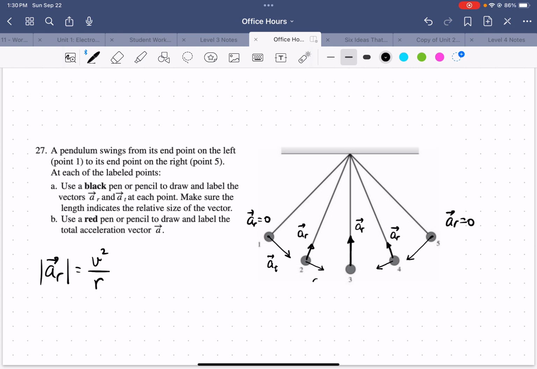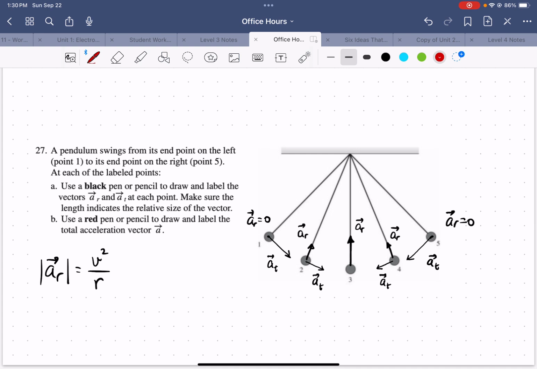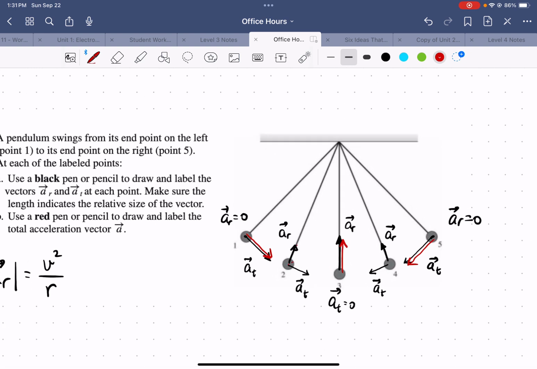And then for the total acceleration, we simply have to add together the 2 components that we've drawn. At 3 of the 5 points, one of the components is 0, so our red vector is just going to overlap whichever vector is non-zero. So we'll just sort of draw it side by side here. And then at points 2 and 4, those are the only points where we have some non-zero acceleration in both directions. So we simply want the vector sum of the two components. So the total acceleration is going to be off in some direction like this.